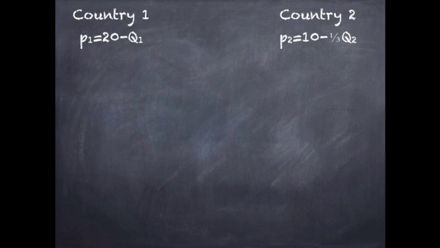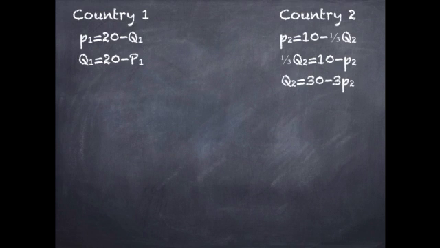So realize this, that in order to do that, we have to get the market demand curve, which means we have to add the demand curves for the two countries together. We were given the inverse demand function, so now we're going to have to solve for the actual demand functions. For country 1, it's just 20 minus P1. And for country 2, when we're solving for Q2, we get 1/3 Q2 is equal to 10 minus P2. We multiply by 3. And we get Q2 is equal to 30 minus 3P2.